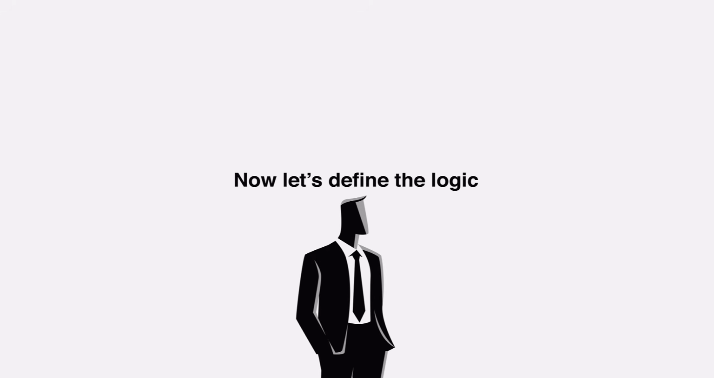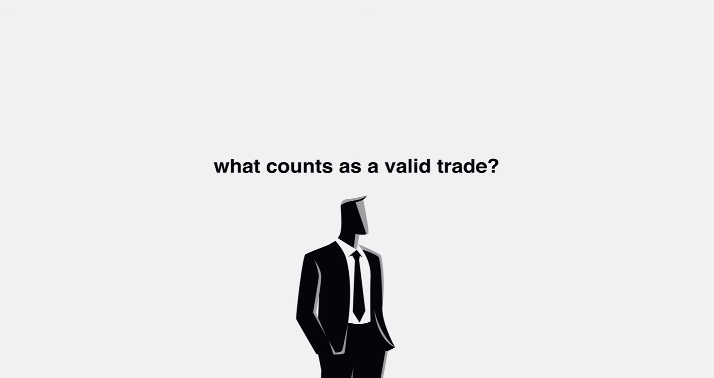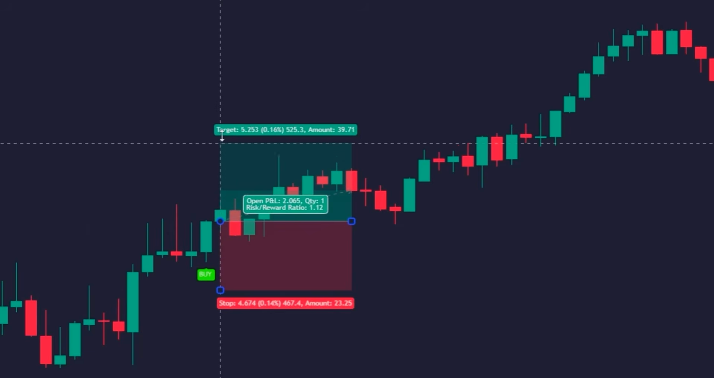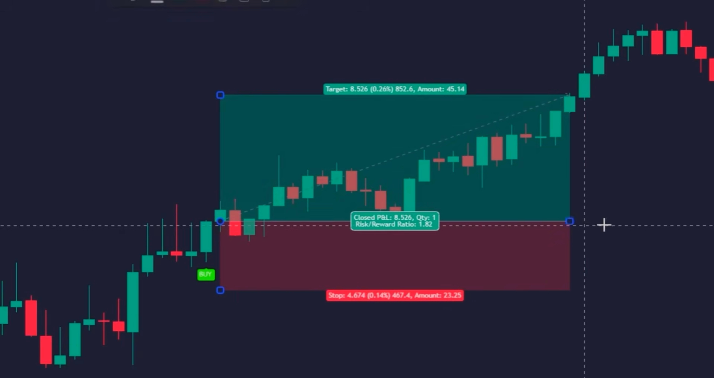Now let's define the logic. What counts as a valid trade? Whenever a trigger indicator fires, we wait for the candle to close. Only then do we confirm the signal and execute the trade.